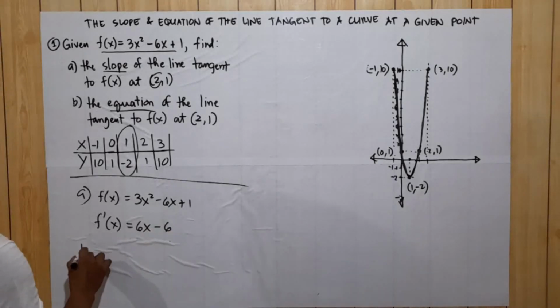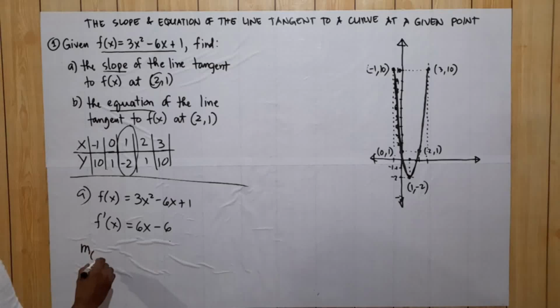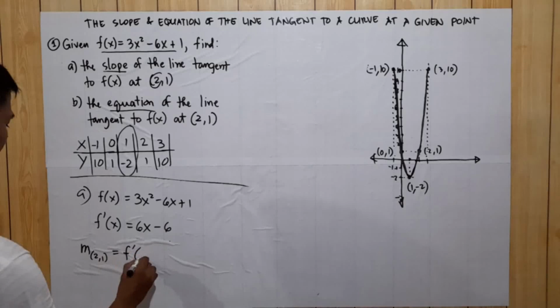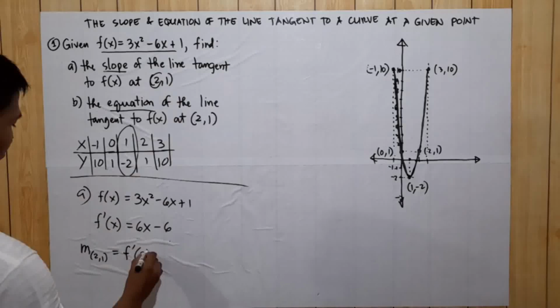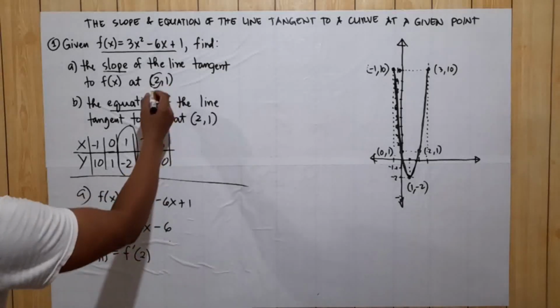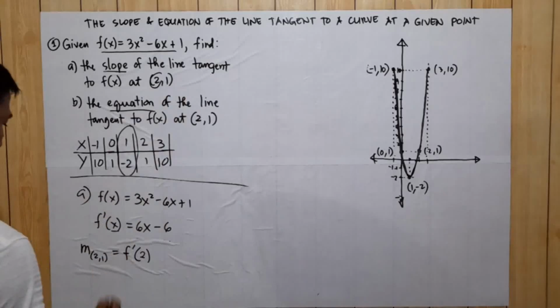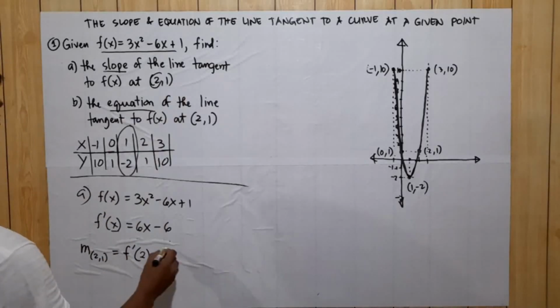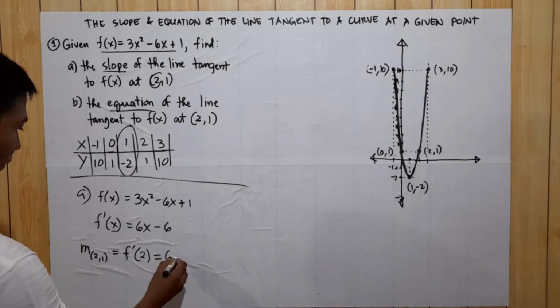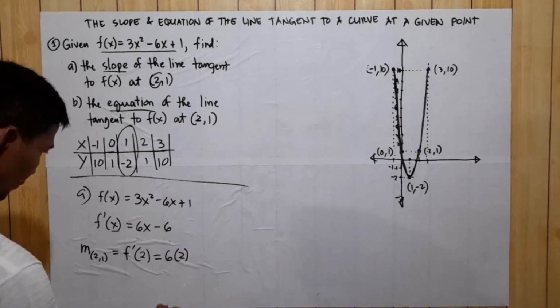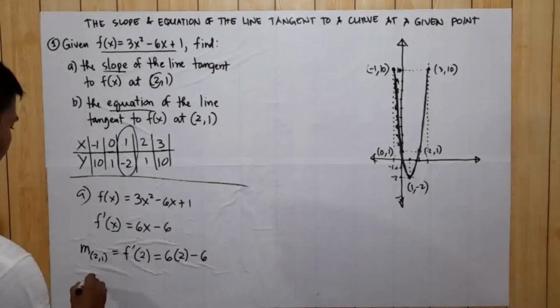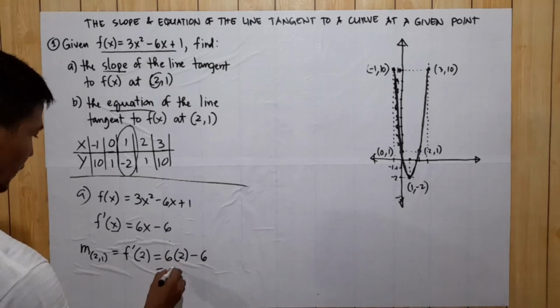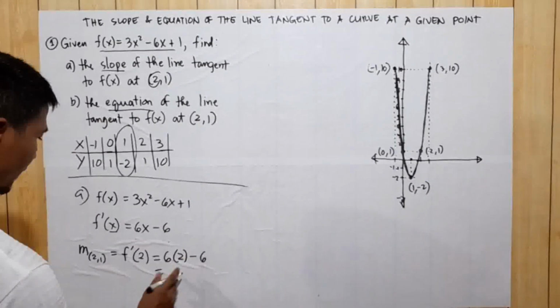And po, ang m po natin ay m at 2, 1 is equal to the f prime of 2. So, tandaan po natin dito po tayo sa 2 kukuha. 2 po kasi x po ang gagamitin natin. Hindi po yung 1. Yung 2 po. Is equal to 6 times, substituting 2 to x, we have 6 times 2 minus 6. So, therefore, yung slope po natin is equal to 6 times 2 is 12 minus 6 is 6 po siya.